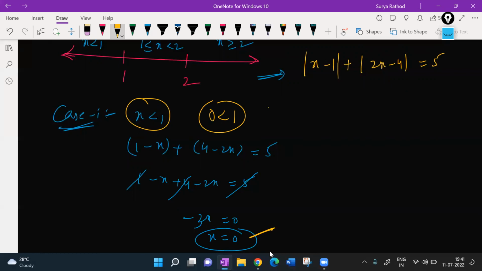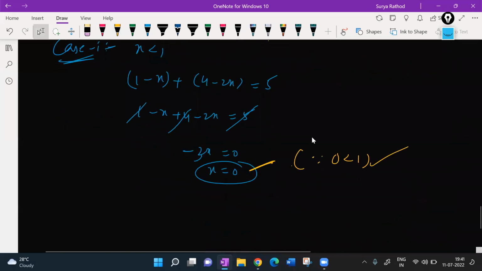0 less than 1. Is it true or not? Yes, it is true. 0 less than 1, so it is my solution now. Absolutely. Nothing wrong with that. Cool. Next, let's talk about case 2.